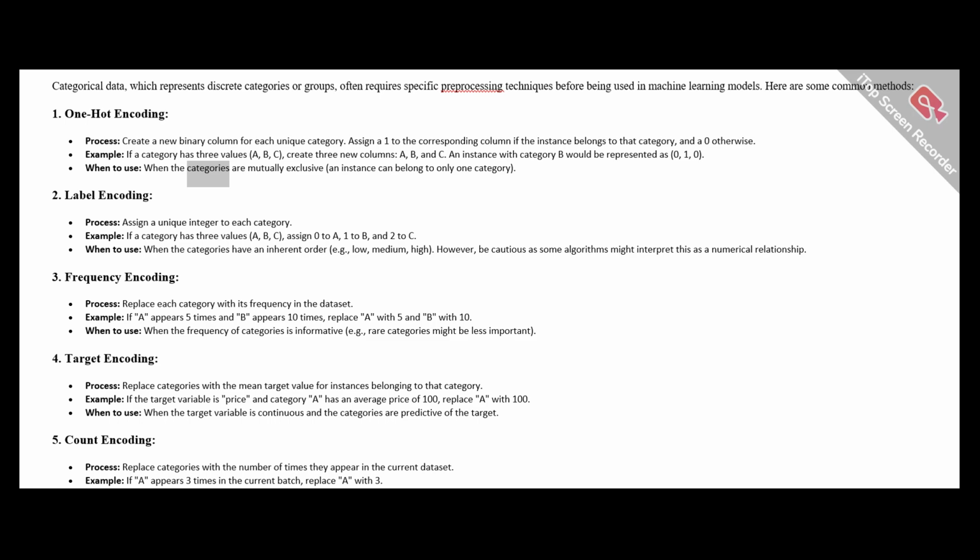When to use: when the categories are mutually exclusive, an instance can belong to only one category. 2. Label encoding.